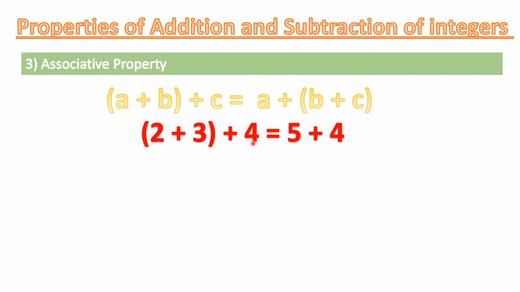Now let us take this example. Let us put a as 2, b as 3 and c as 4. So let's look at the left hand side: (2 plus 3) plus 4.